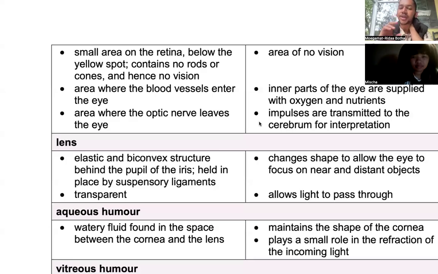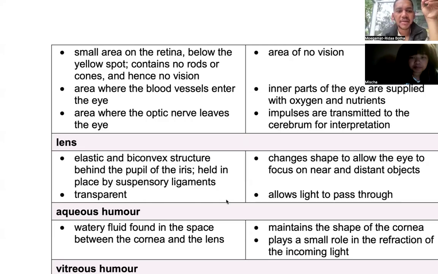Okay. So what I said is that this blind spot is a small area on the retina below the yellow spot. It doesn't have any rods or cones, so it doesn't have any vision. And remember, it's the area where the blood vessels enter the eye, and it's also where the optic nerve leaves the eye. So the function of the area of no vision is that the inner parts of the eye are supplied with oxygen and nutrients, and the impulses are transmitted from the eye, from the optic nerve towards the cerebrum for interpretation of that particular image.